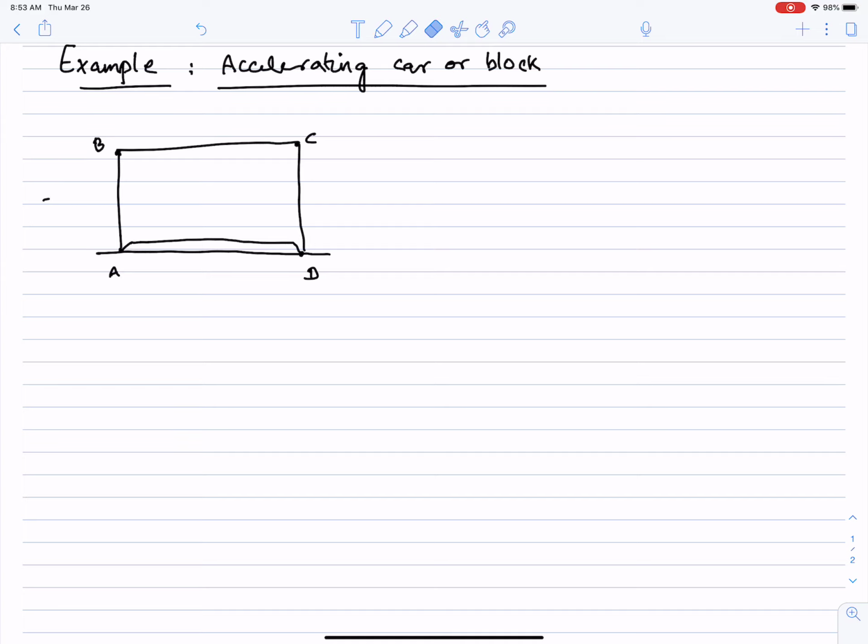Maybe I'll use a different color. Breadth B, or width. And let's say the center of mass is out here, and let's say its height is h over 2. Okay, and it's exactly halfway, let's say w over 2 as well from the endpoint. Okay, so that's a block sitting on a table, or maybe a car sitting on the ground, let's say.